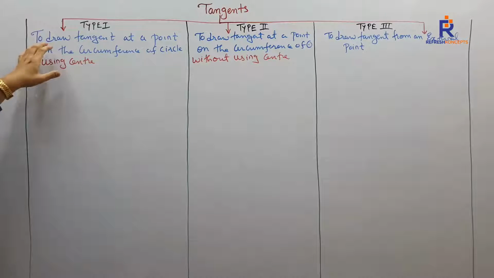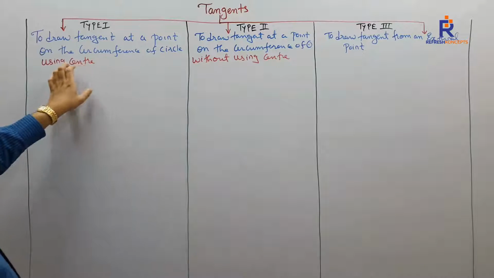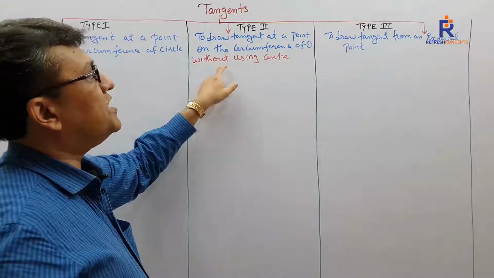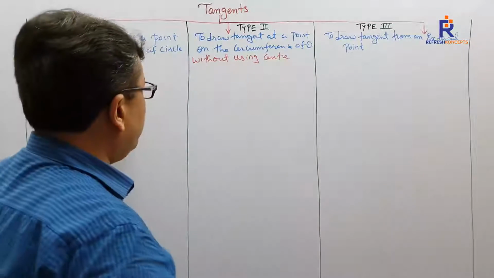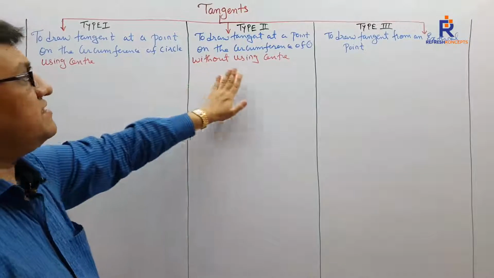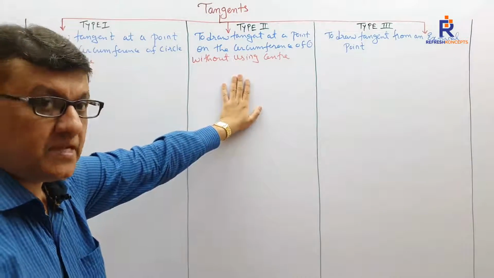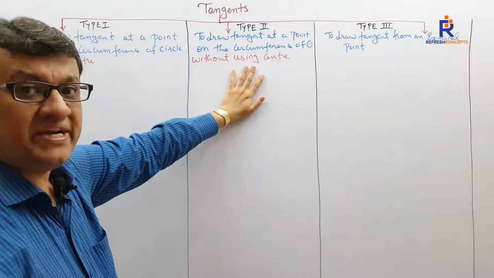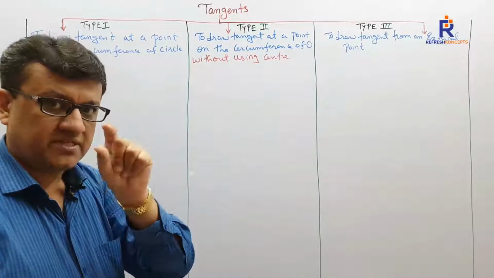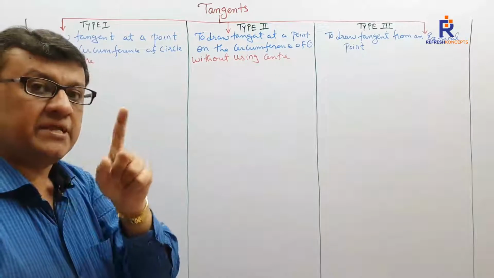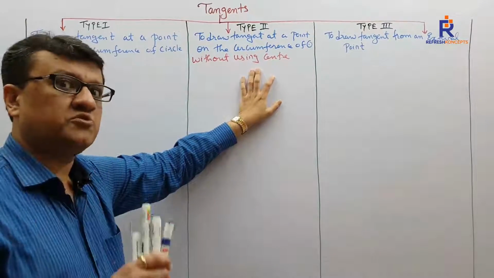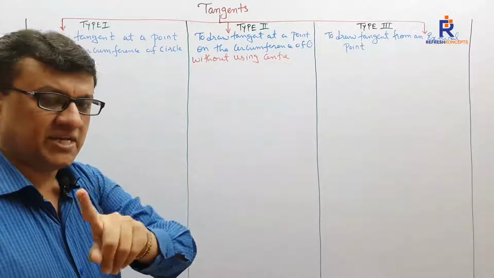Let's start. Once again, to draw a tangent at a point on the circumference of a circle using center, and to draw a tangent at any point on the circumference of a circle without using center. The very first point of difference between them is that this one says using center, this one says without using center. There is one more criterion to identify that: within a sum, if some words are there, then by default it goes to type 2. Even if they don't mention without using center, still it goes to type 2. I shall come to that.